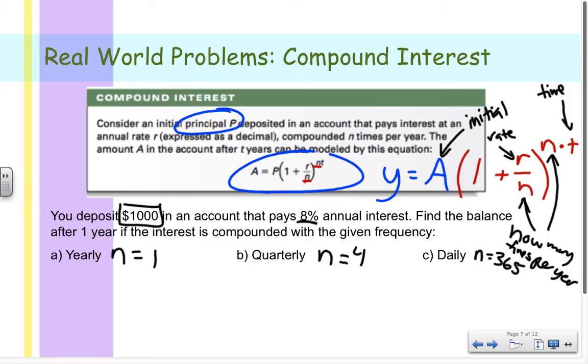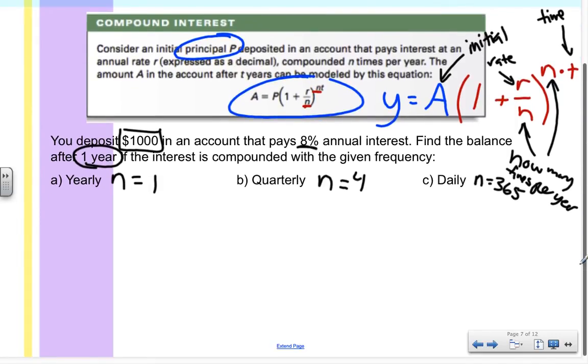Now we want to find the balance after 1 year. Another key piece of information: if the interest is going to be compounded with the given frequencies. So we're going to have 3 different questions here. We're going to go through and really fill out the same thing.